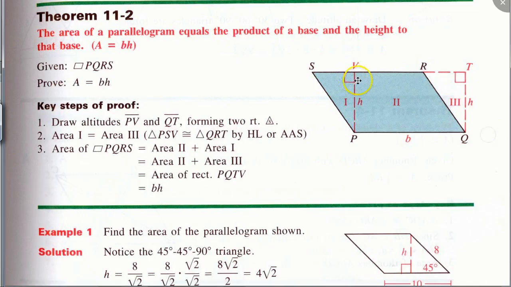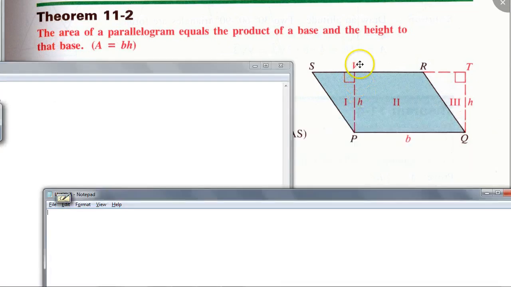I could draw another altitude here and here. And guess what? These two triangles are congruent. Okay, thank you. These two triangles are congruent, right? Of course, it looks like they're congruent, but we have to prove it, right? Because if they are congruent, guess what? We could use some of the postulates we learned.